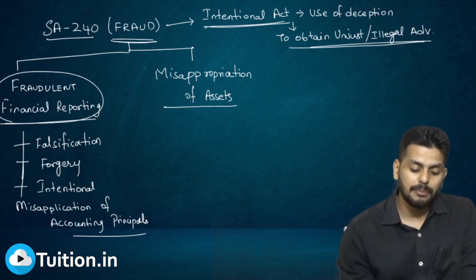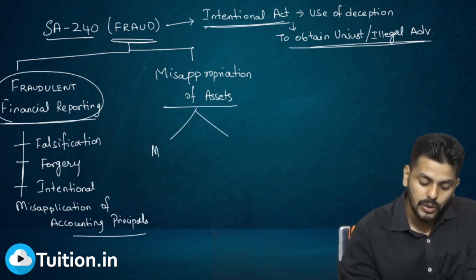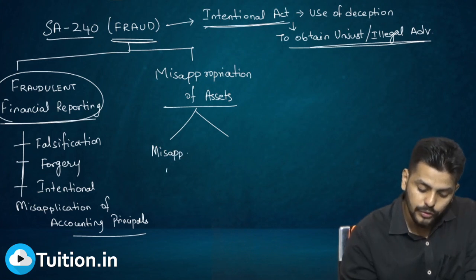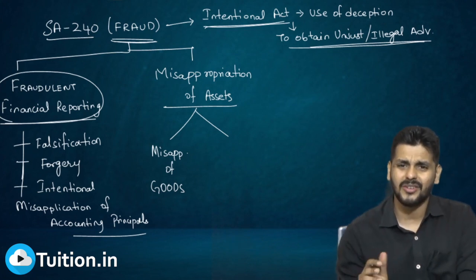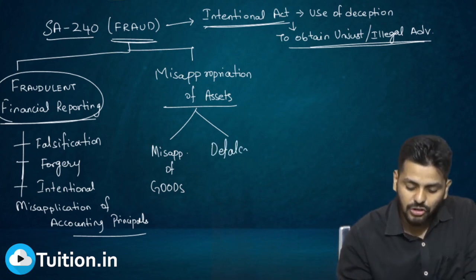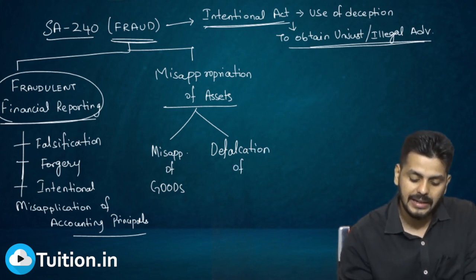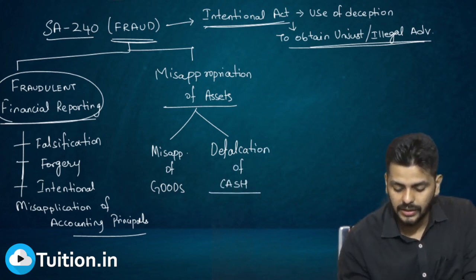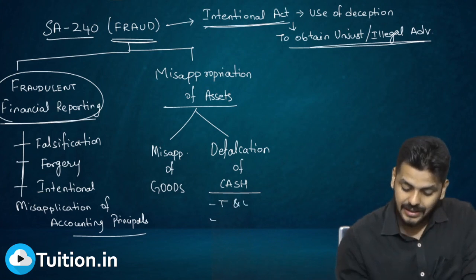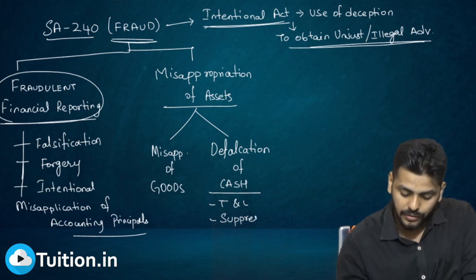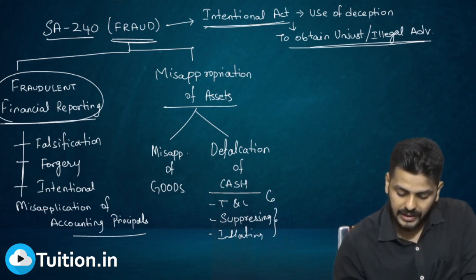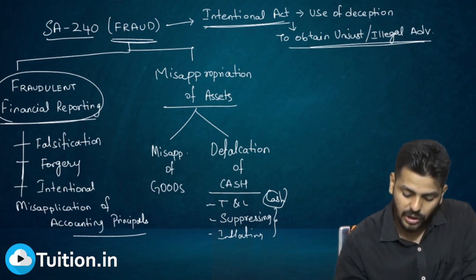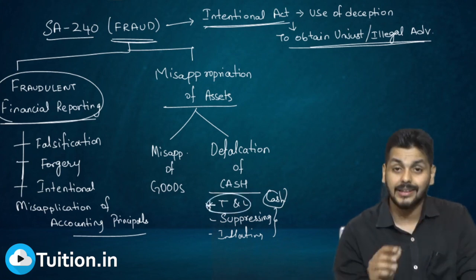And then misappropriation of assets is again broken down into misappropriation of goods, and the last, but the most common kind of fraud, is defalcation of cash. Defalcation of cash, wherein there are frauds like teaming and lading, suppressing cash payments, and or inflating cash. Suppressing or inflating the cash, teaming and lading frauds. And I want you guys to focus on this part. Teaming and lading, that alone can be a question.